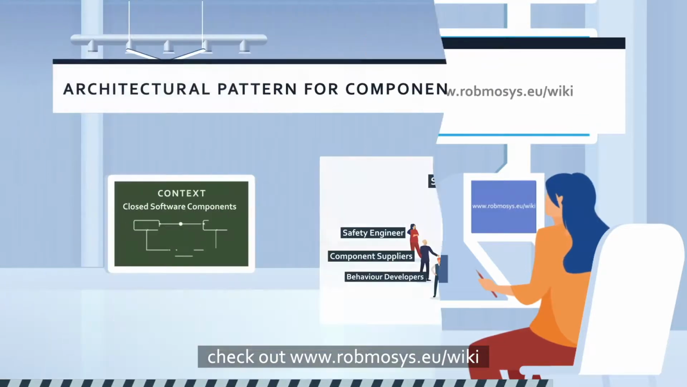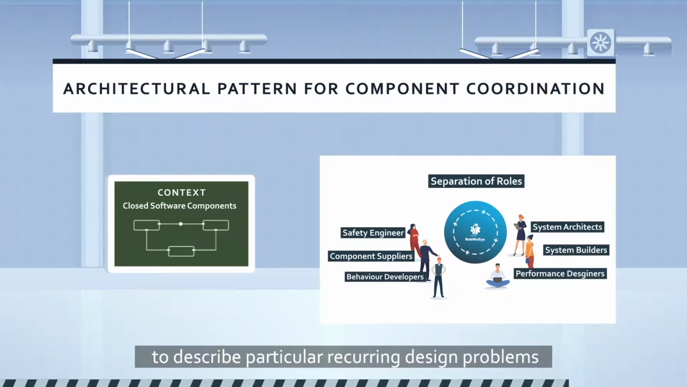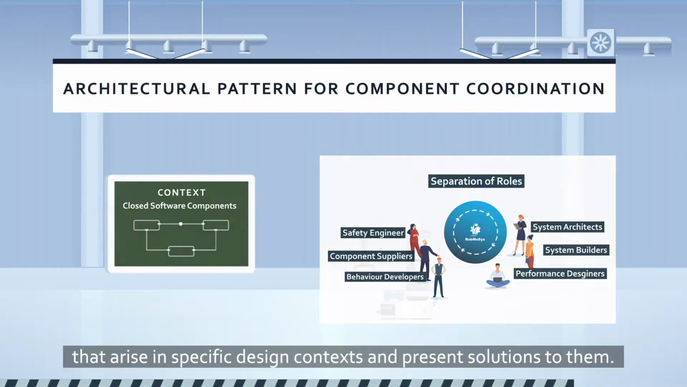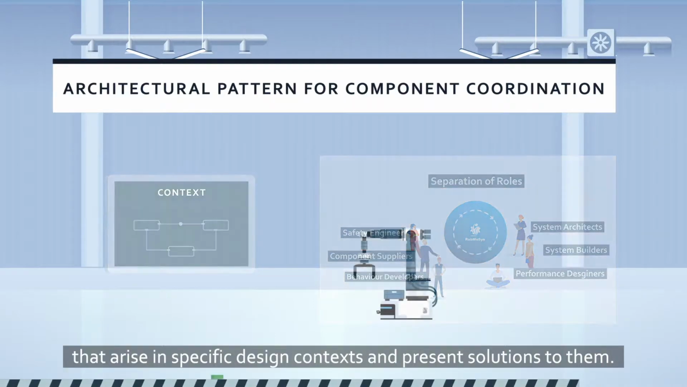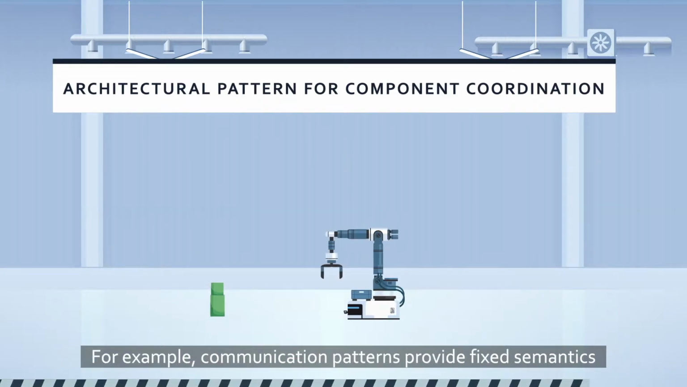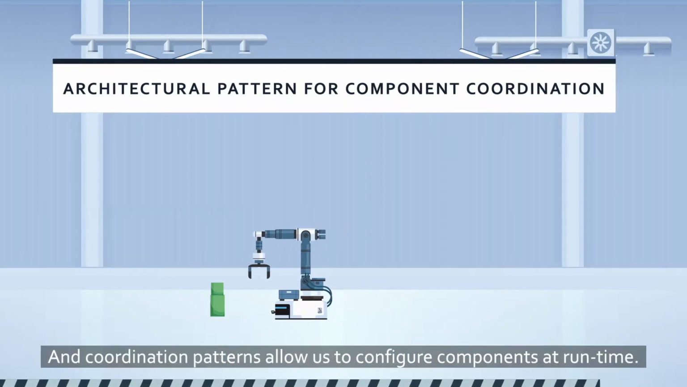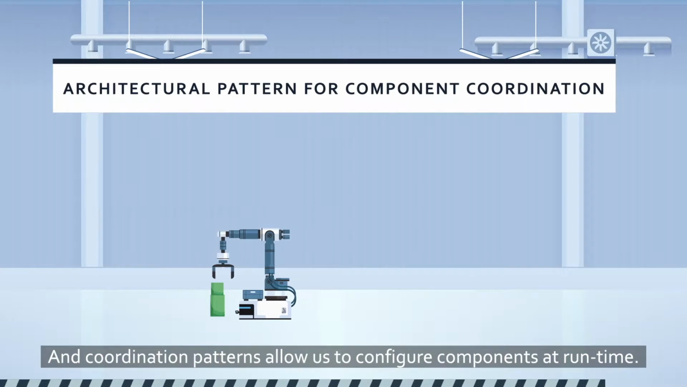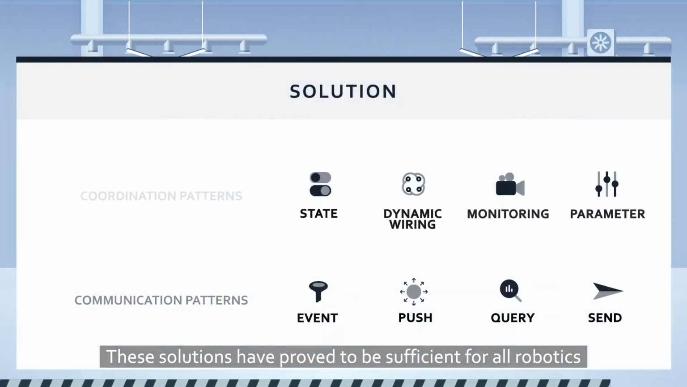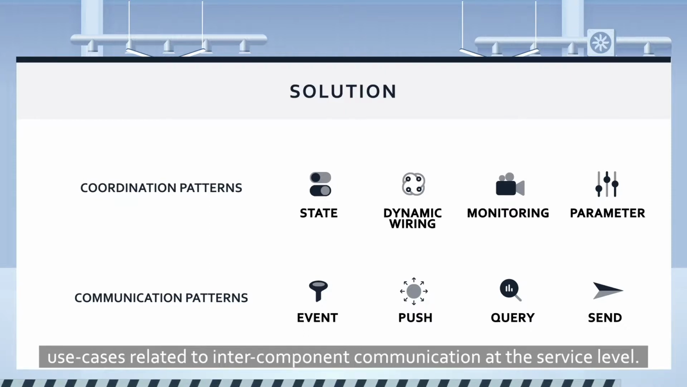www.robmosis.eu/wiki. In summary, RobMoSys has adopted several architectural patterns to describe particular recurring design problems that arise in specific design contexts and present solutions to them. For example, communication patterns provide fixed semantics for component interactions, and coordination patterns allow us to configure components at runtime. These solutions have proved to be sufficient for all robotics use cases related to inter-component communication at the service level.